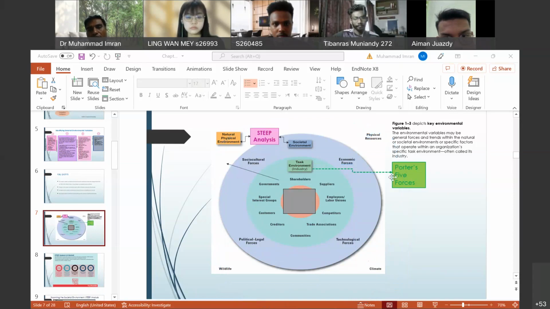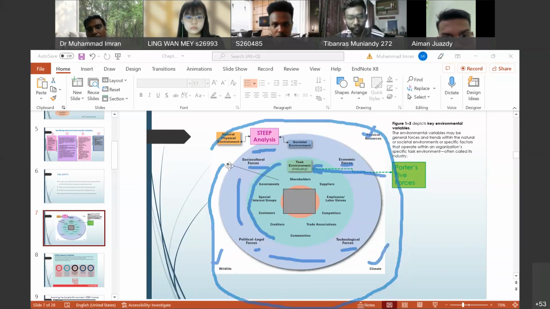Within the task environment there is industry analysis, which we also can call Porter's Five Forces. We will discuss it in detail, no problem. Okay, so let's discuss the industry task environment. See, shareholders, suppliers, these are the variables. These are the variables of the task environment.